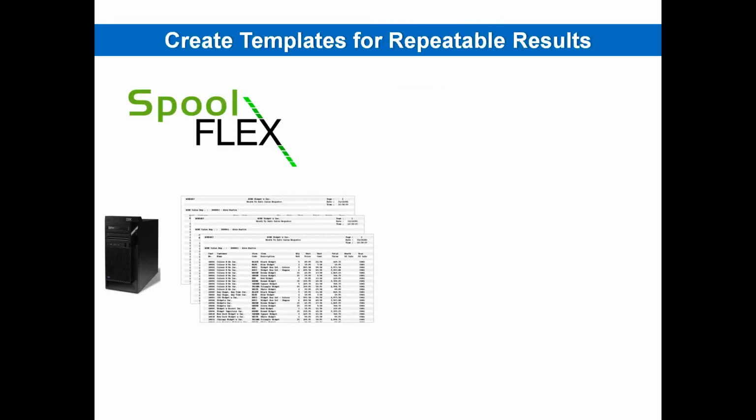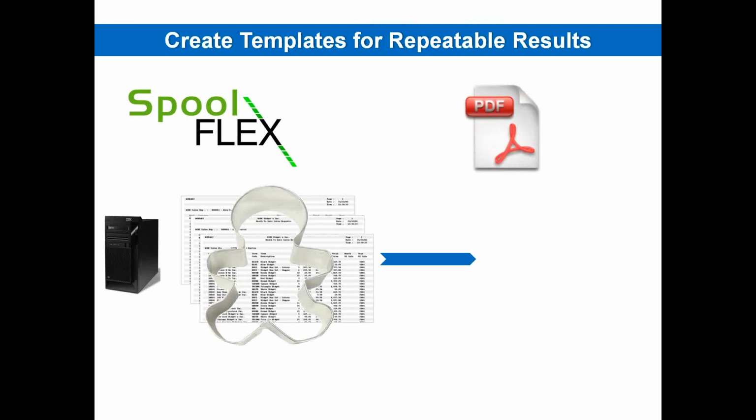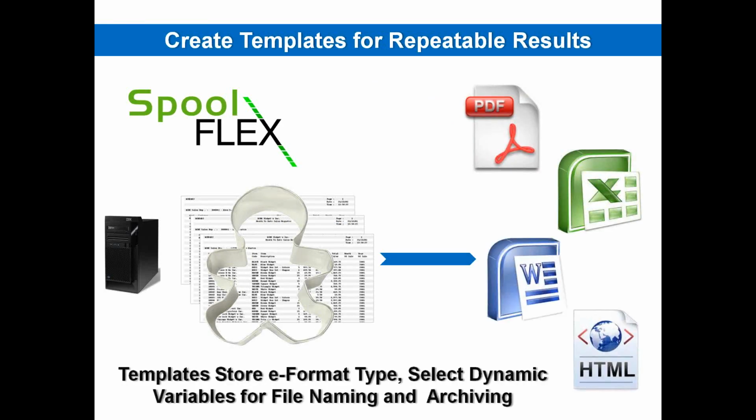SpoolFlex also allows you to create templates, which are like cookie cutters, allowing you to create perfectly formatted reports in Excel, PDF, and other formats. These templates store the formatting information, dynamic variables that can be used to create unique names, and specify the location that you want to archive copies. These templates can be plugged into the rules that you set up so that the automated delivery distributes perfectly formatted, intelligently named files every time. It never sends it to the wrong person, and it never forgets the attachment.